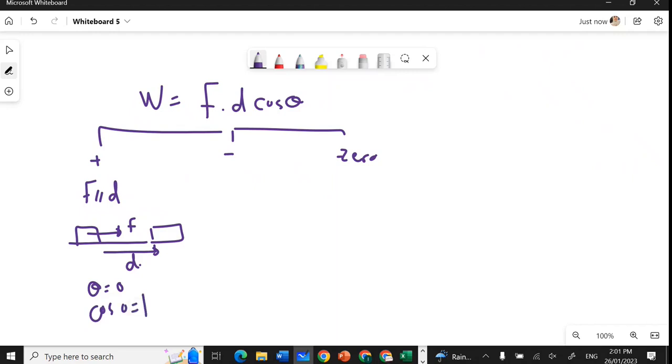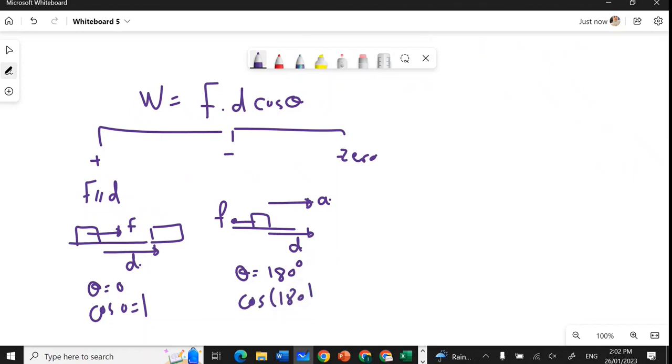Work will be negative if you have a friction force. It's the same situation, but the friction is opposite to the direction of motion. Here is the direction of motion, and I have a friction force. The object will move a distance d. So in this case, F and d are still parallel, but they are in the opposite direction. The angle between them is 180 degrees, and we know cosine 180 is -1.